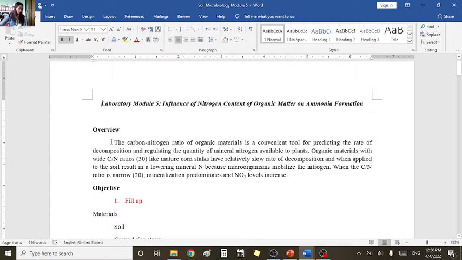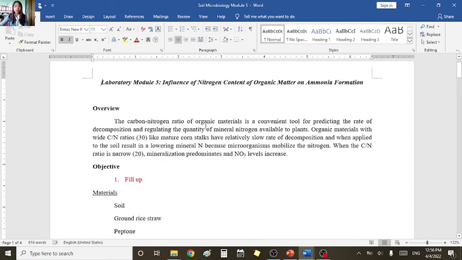So for the overview, the carbon-nitrogen ratio of organic materials is a convenient tool for predicting the rate of decomposition and regulating the quantity of mineral nitrogen available to plants. Therefore, you have to be familiar with the nitrogen cycle, and the processes that involve nitrogen transformation, like fixation, immobilization, mineralization, leaching, and so on.